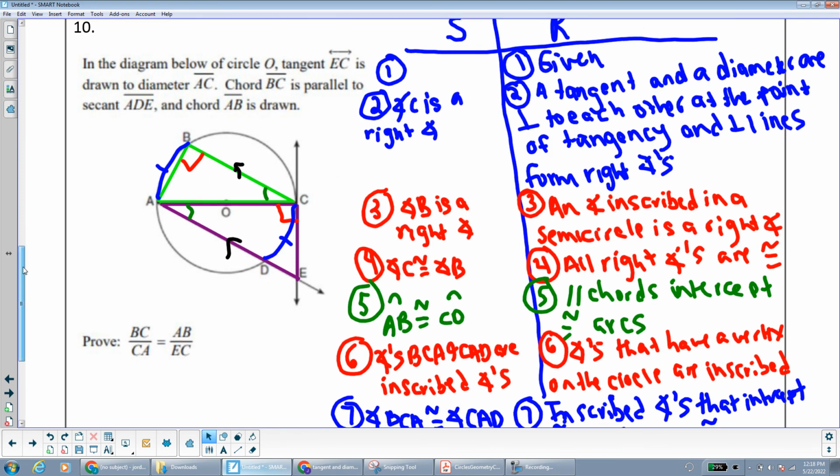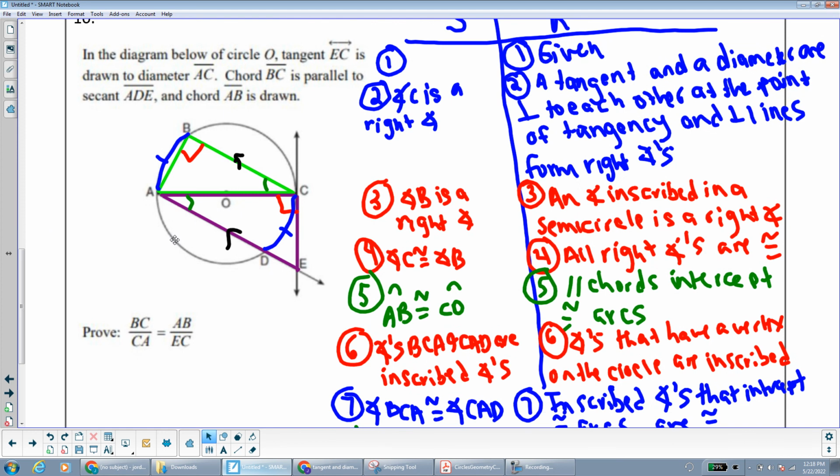Notice how all of the steps that we just mentioned in the diagram are listed in the proof. I mentioned that angle C is a right angle, and how we knew that. A tangent and a diameter are perpendicular to each other at the point of tangency, and perpendicular lines form right angles. I combined that into one step because I didn't want to put in one step that AC and CE were perpendicular, and then in a second step that this was a right angle. So I just put it all into one step.